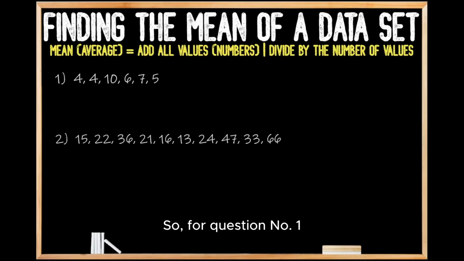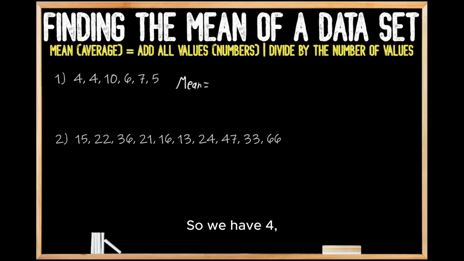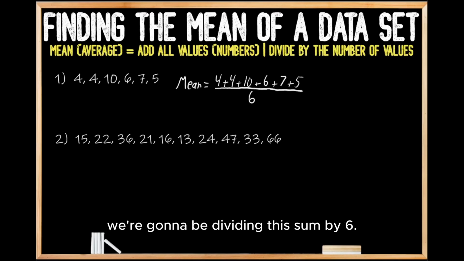So for question number 1, we're going to calculate our mean by first adding all of these numbers together. So we have 4 plus 10 plus 6 plus 7, and lastly plus 5. And since we have 6 data points here, we're going to be dividing this sum by 6.